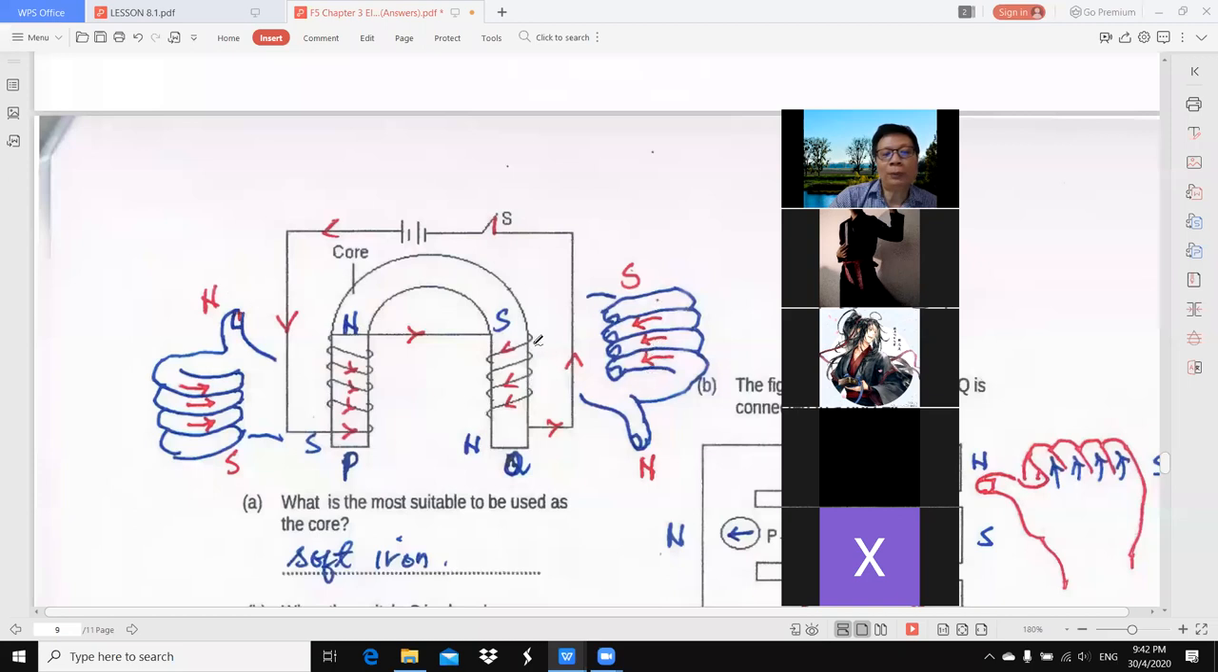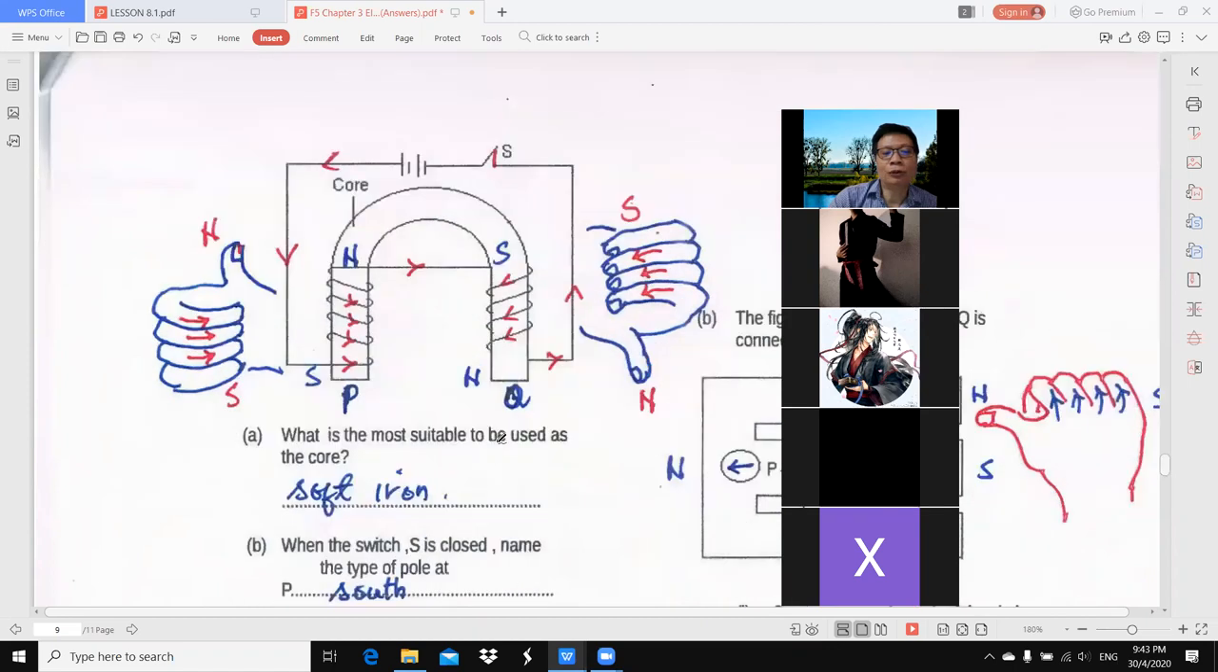You must know how to use your hand to determine why this is north, why this is south, why here is north, why here is south. This one changes to P and Q. Okay, not KM, change it to P and Q here. Take your time to understand the diagram.